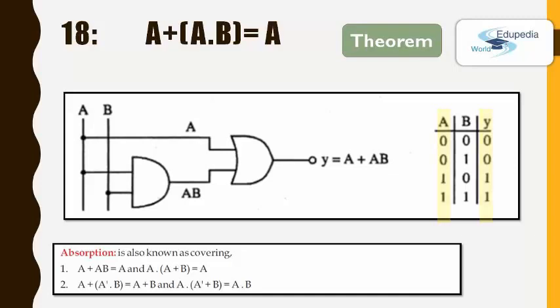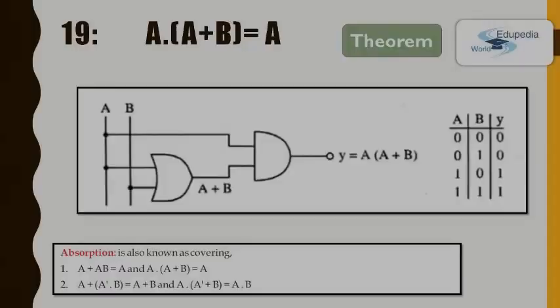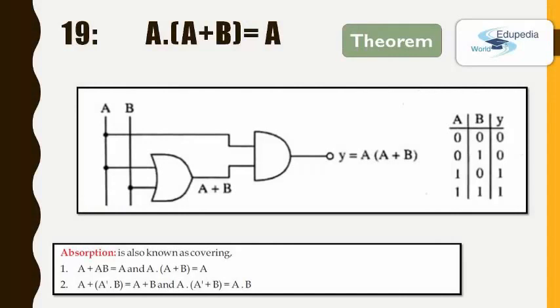Now if you apply the duality principle for this 18th law, we can arrive at our 19th law, changing the pluses into dots and dots into pluses. A dot A plus B equals A. In the logic circuit, A plus B is handled separately, and that output is inputted into an AND gate with the input A. In the truth table, you can see the output is the same as the input A.